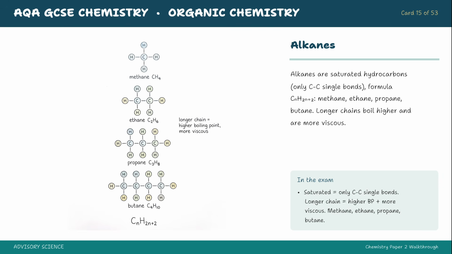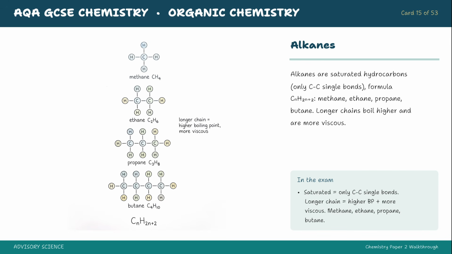CnH2n+2. As the carbon chain gets longer, the boiling point increases. The liquid becomes thicker and more viscous. It becomes less flammable and it turns darker in colour.